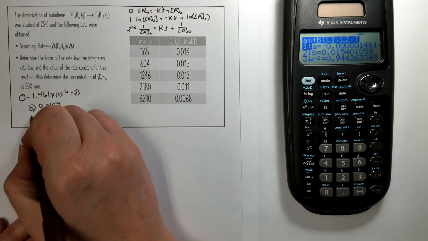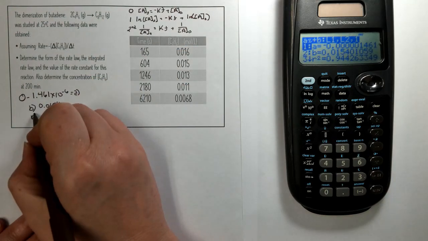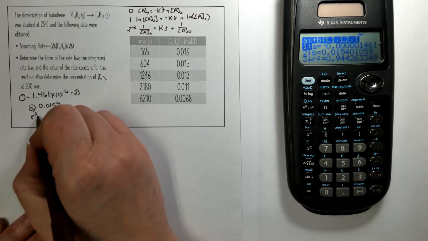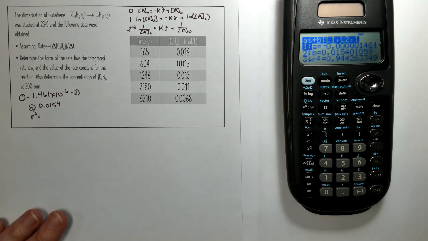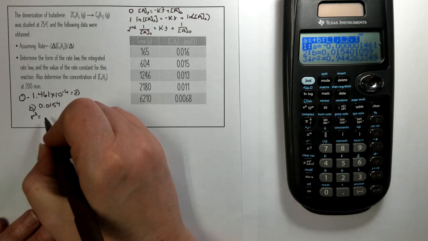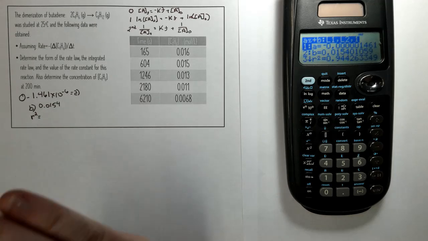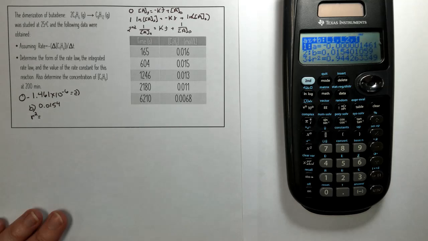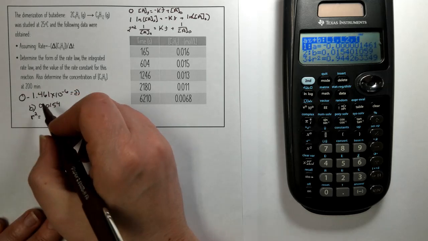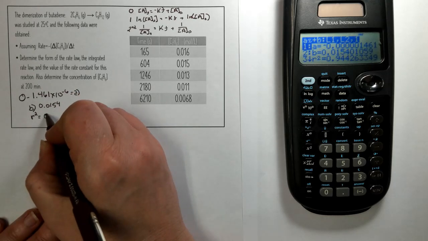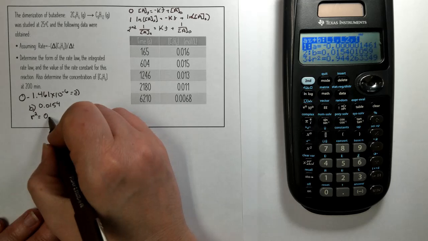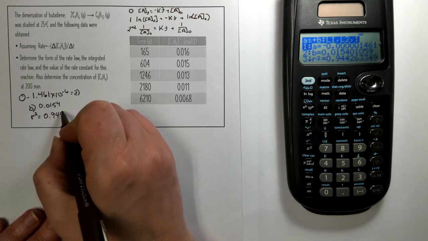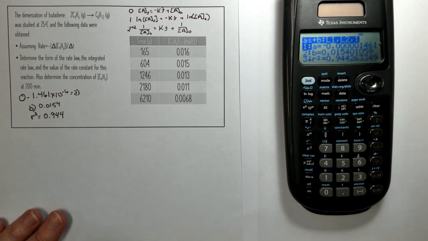And then the most important piece that we're going to look at today is that R squared value, and that R squared value tells us about goodness of fit. The closer it is to 1, the better. A perfect fit is a 1.000, and that 1 is the highest number you can have. So this zero order fits at 0.944.